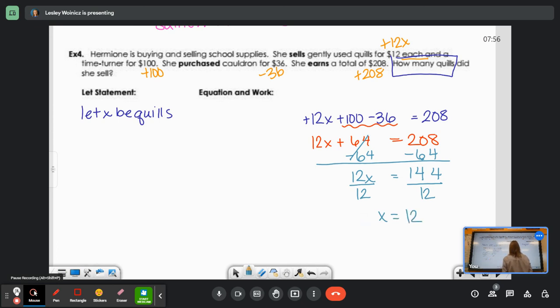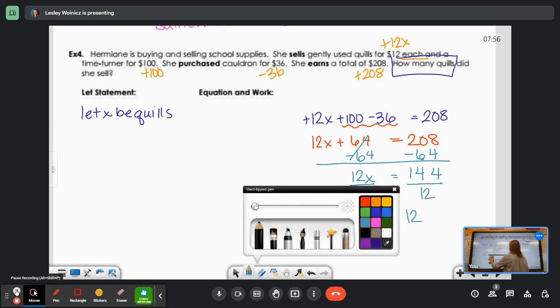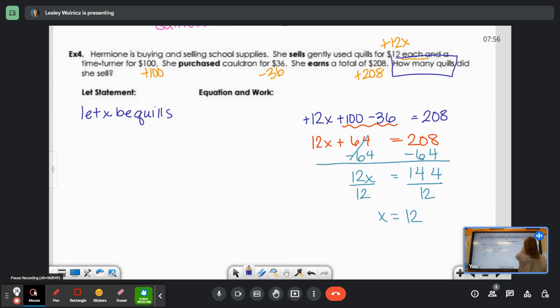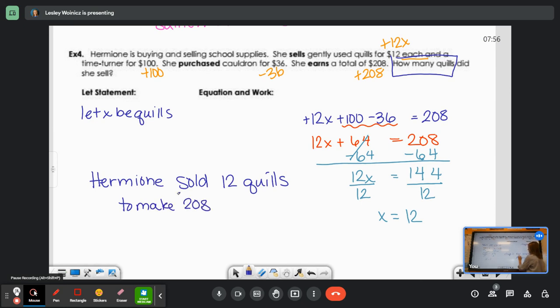So all we need now is a sentence. Remember that x is the quills. So we know that Hermione sold 12 quills to make $208. Ta-da! We're done.